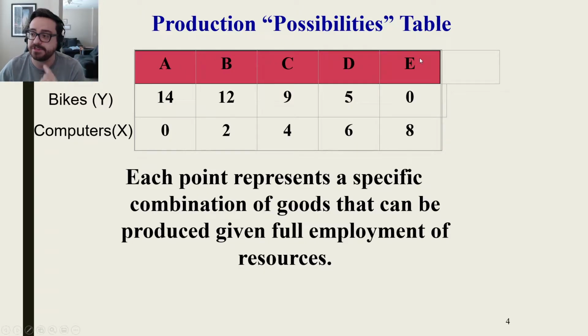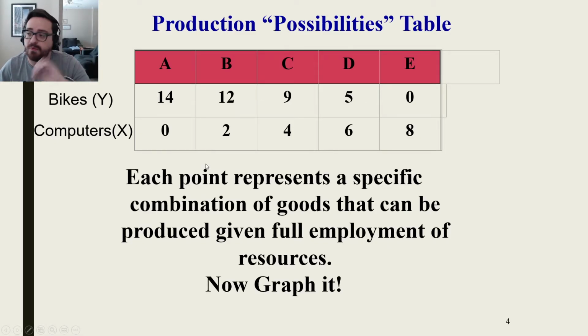The only difference between the combinations is the specific allocation of those resources. They're using them all. It's just at A, they're using them all for bikes. At E, they're using them all for computers. And at B, C, and D, they're using them in different amounts for each good.